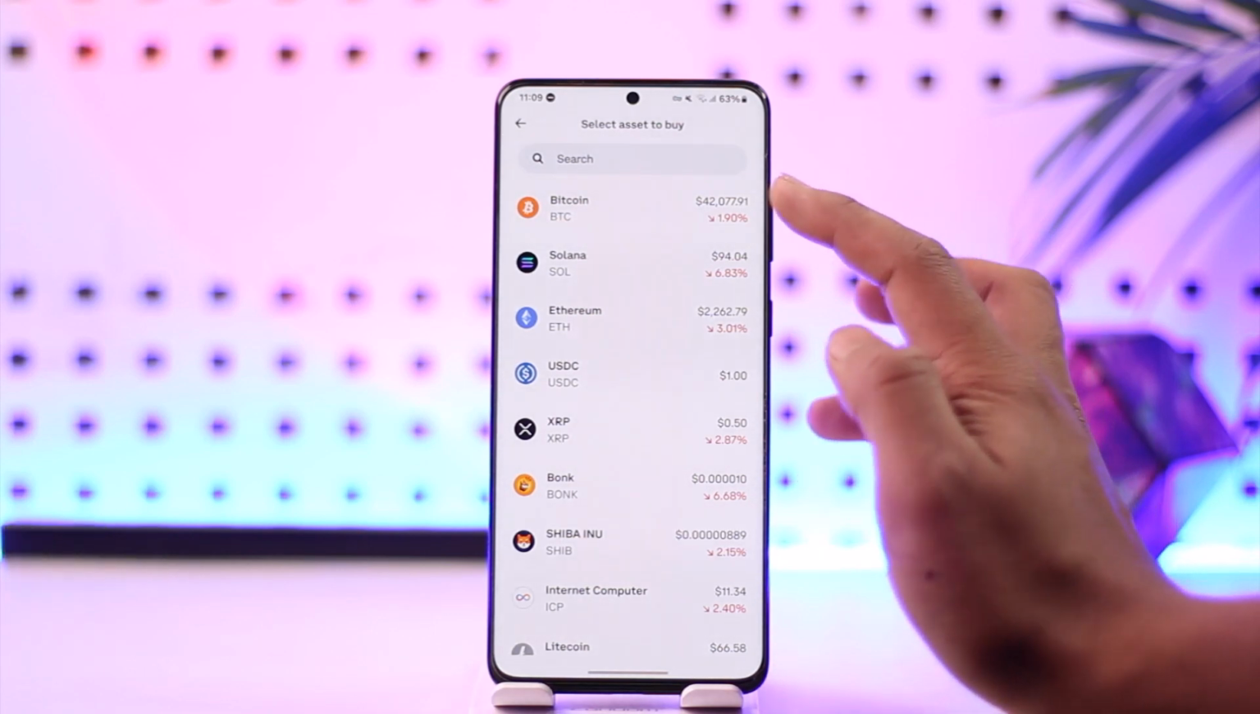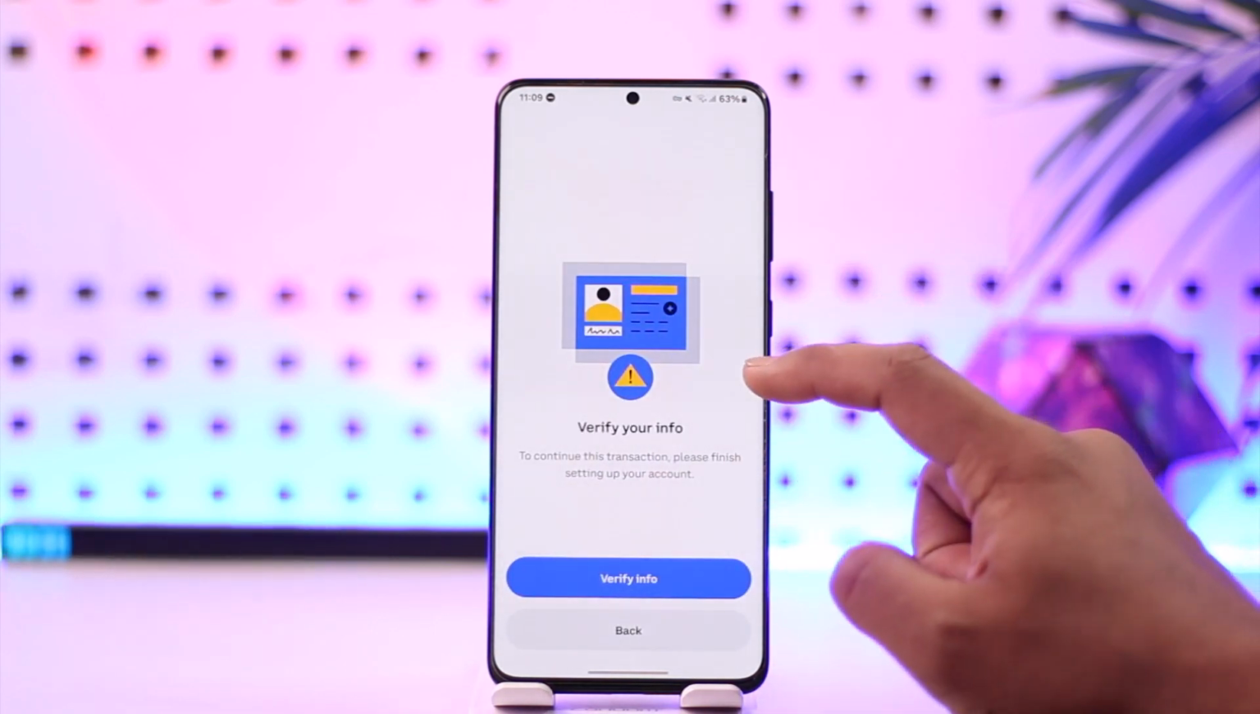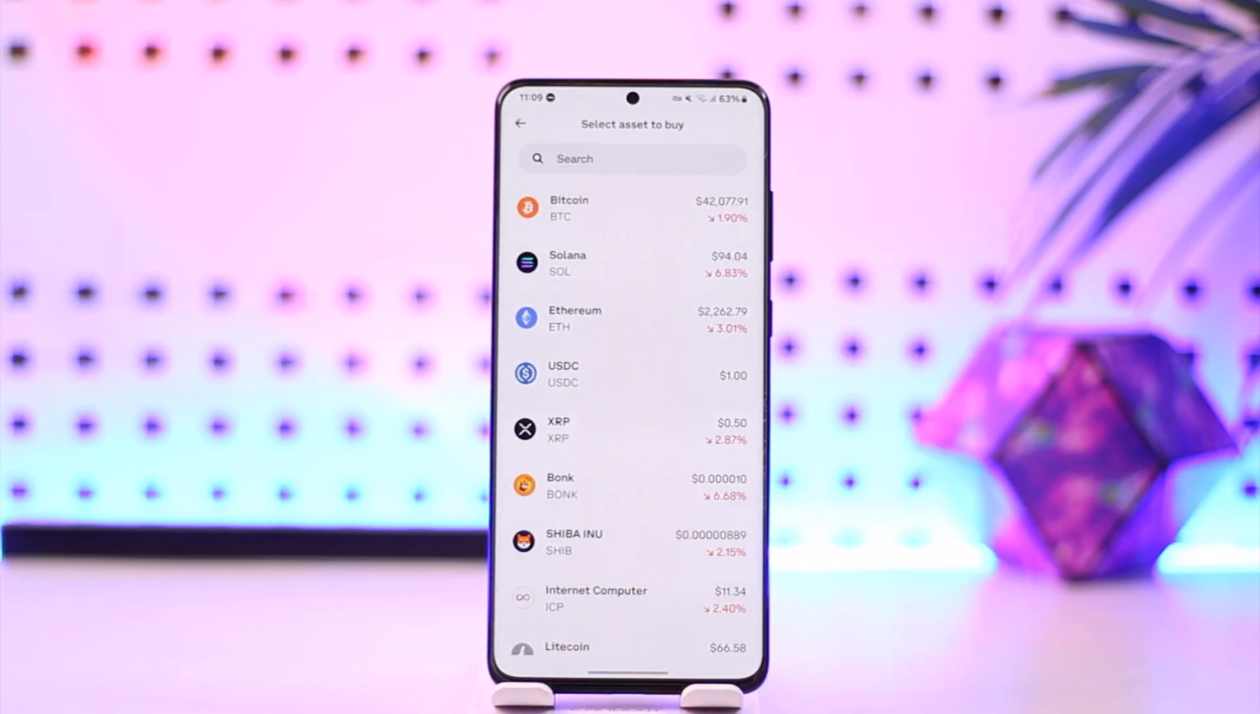It doesn't mean you have to buy a minimum. You can just enter the dollars worth of crypto that you'd like to buy, and then you'll be able to buy them. And that's all it takes to start Bitcoin for beginners.